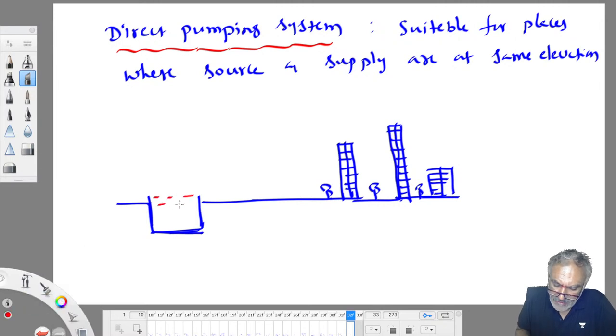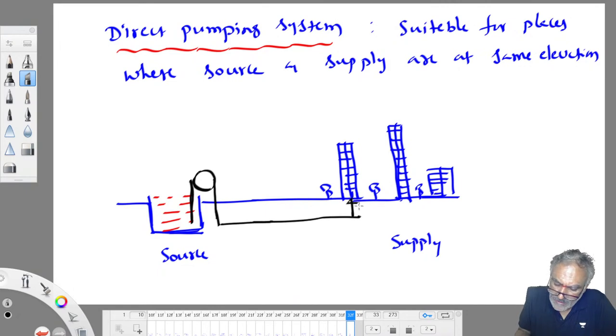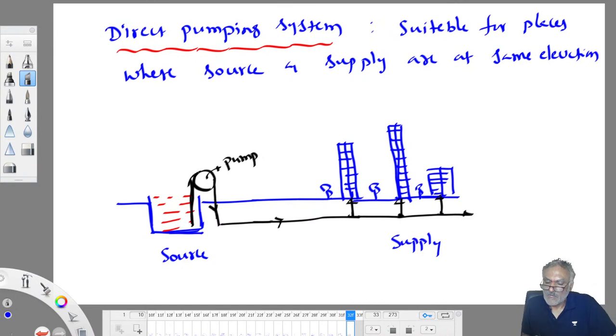The water is there in the reservoir here, which is the source. This is the supply place. So here we use a pump, a pump of very high capacity. That pump collects water and supplies water to the individuals. So pumping is involved in the system. Nowhere is it stored. Without storing anywhere, we can directly supply to the public. This is the direct pumping system. So water reaches the consumer.